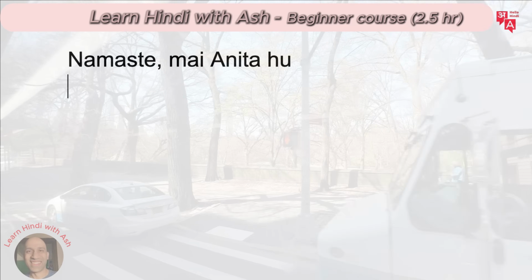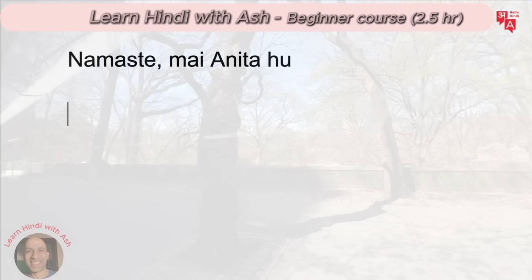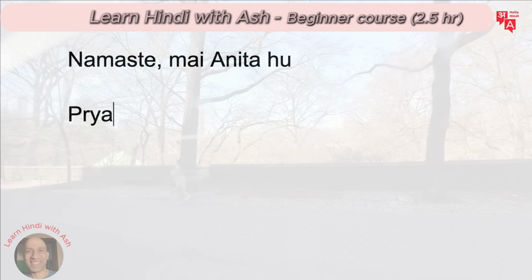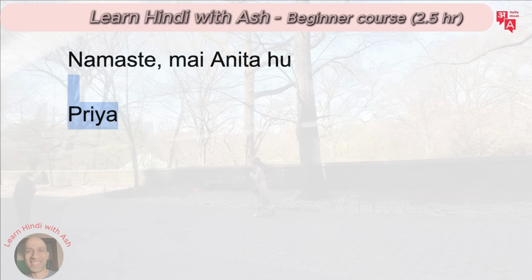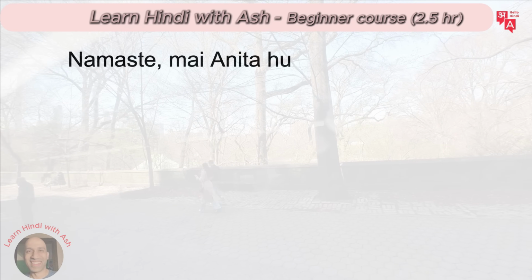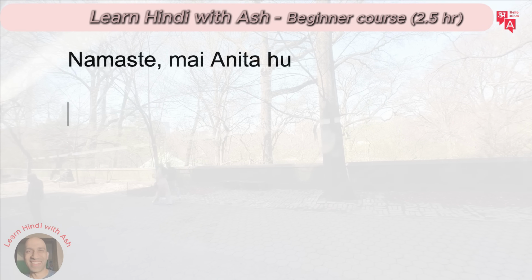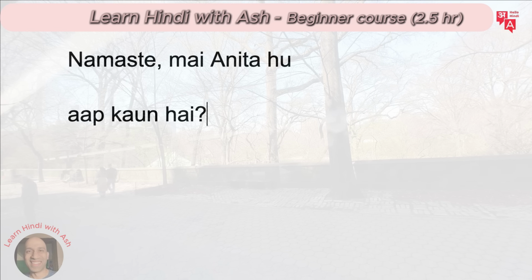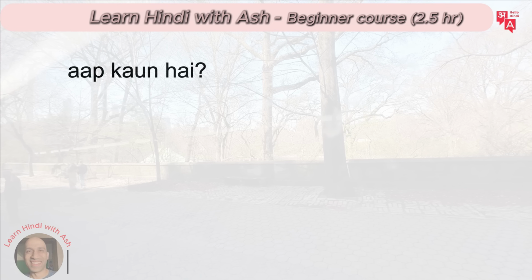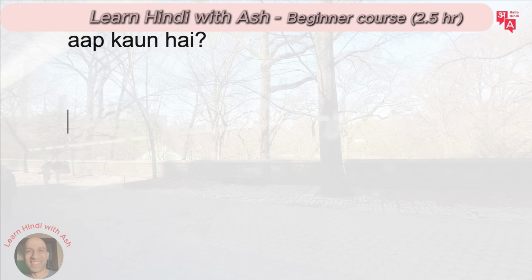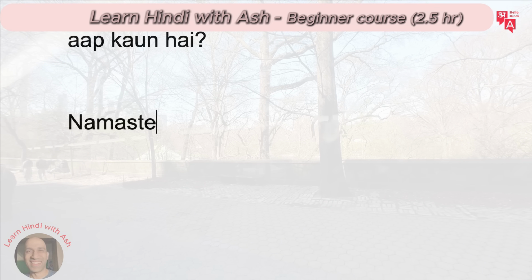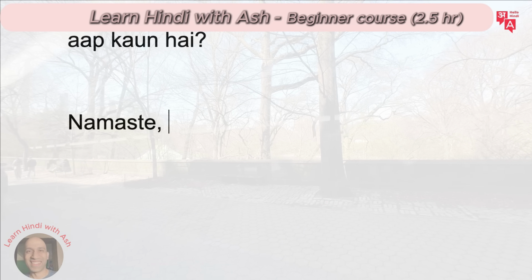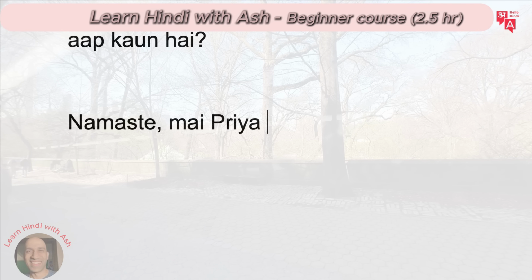Next one, you're talking to a neighbor and the neighbor's name is Priya. How can you ask them, who are you? Remember, the word for who is kaun. See if you can try it. Aap kaun hai. Not kaun aap hai, aap kaun hai. Okay, and then the other person is going to reply now. The other person says, namaste, hello, and then how can you say, I am Priya? Easy, main Priya hu.